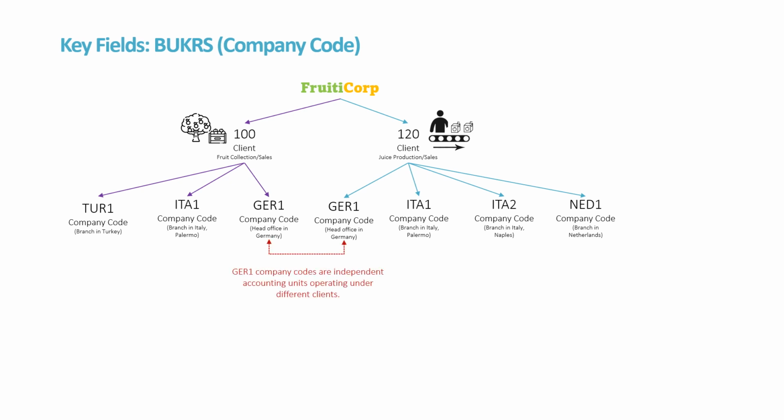Similar company code might be under different clients. For example, here on your screen you see GER1, which is head office in Fruticorp example, but this Germany company code are considered as an independent accounting units operating under different clients, although they are same physical place and entity.